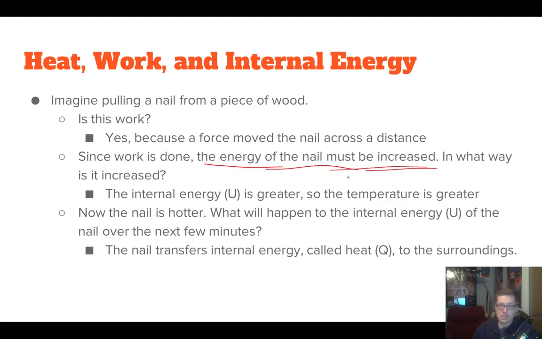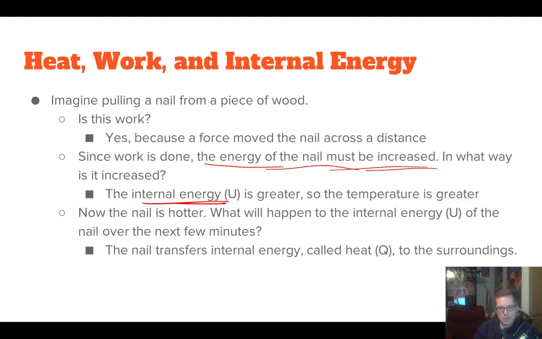In what way is it increased in this specific example? Well, the nail is going to have friction against the wood, and friction is really just kinetic energy. And so, therefore, the temperature is going to go up. Because the kinetic energy went up, the internal energy also had to go up. That's what we're saying in this line here. Now the nail is hotter once it's gone through because of friction. You've increased that internal energy.